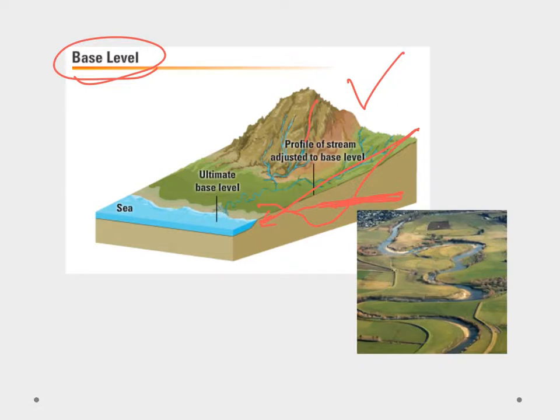Now, for some streams, it might be a little bit higher than sea level if it's flowing down into, let's say, a lake, for instance. Then as it's flowing in that lake, there might be another stream coming down on the other side that would take us down to sea level. But base level is quite simply the lowest level of that stream.